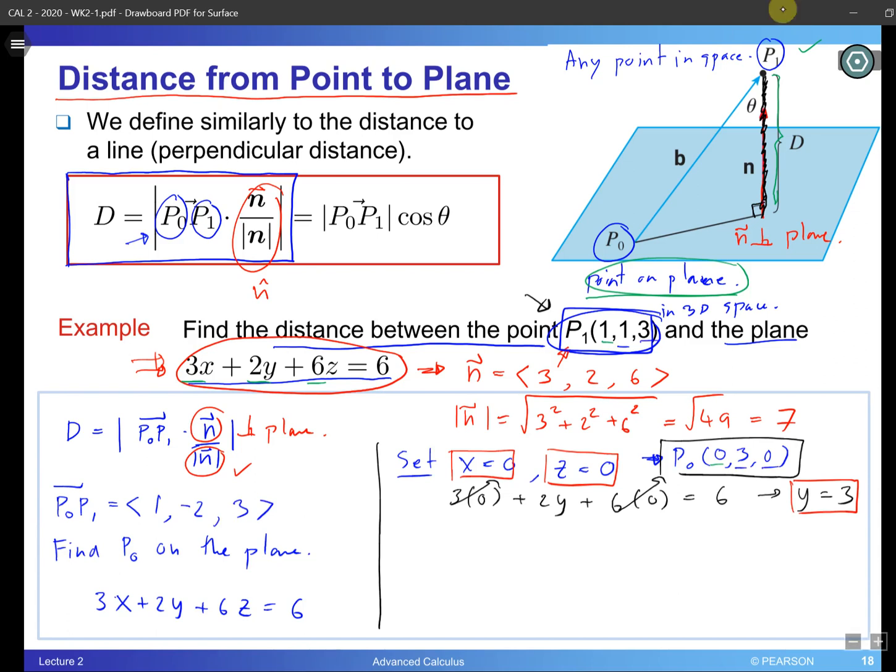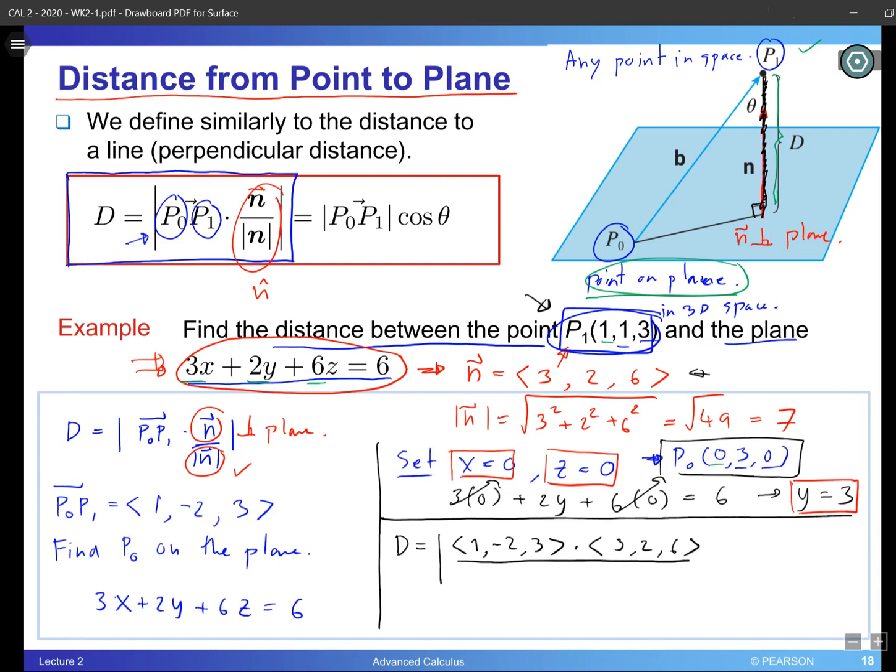And I can proceed to compute the value for the distance. D is going to be the absolute value of P0P1, so I have this vector (1, -2, 3) dot with this vector n. This vector n we have up here, which is (3, 2, 6). And I need to divide all of this. Well, I can just put it at the back, same thing, doesn't matter, with the size of n, which is 7.